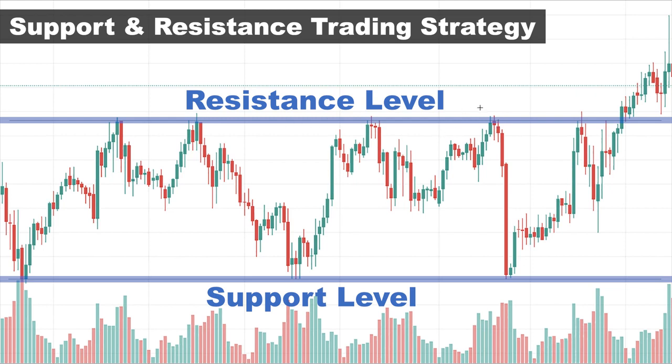and this is how a resistance level prevents the price from going higher. Correctly identifying and drawing support and resistance levels is very important. I have a guide on this, the link is also in the description of this video, and I recommend you watch it later if you're not familiar with identifying and drawing support and resistance levels.